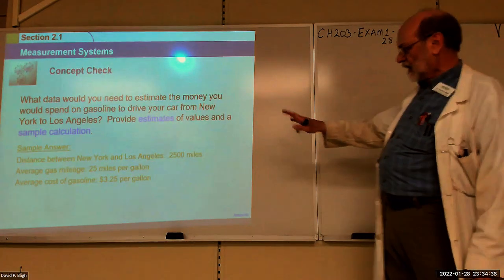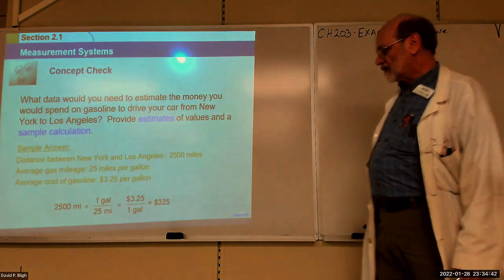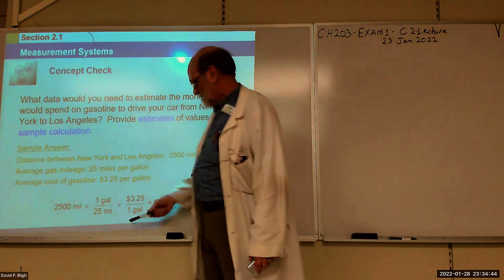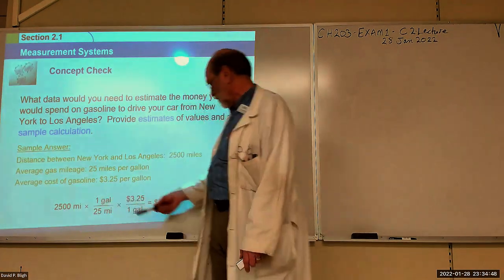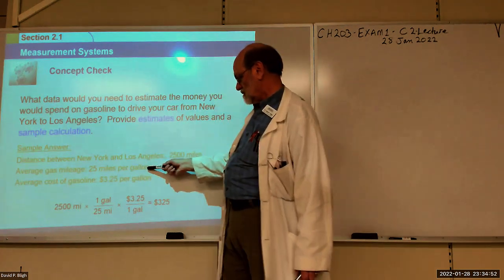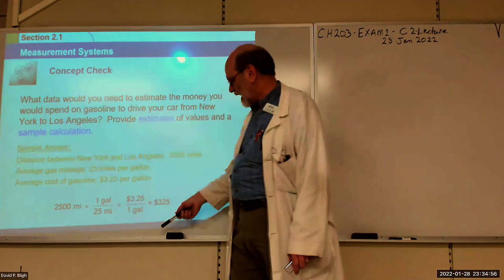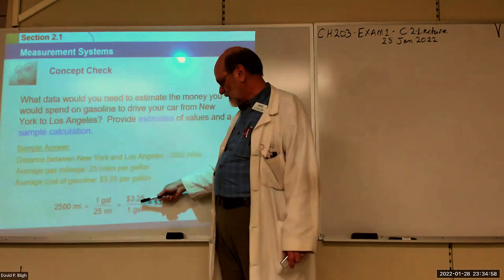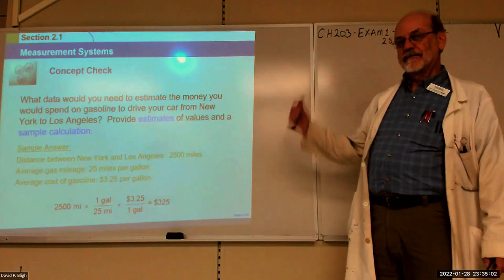But now, based on those values, we can convert miles to gallons, right? 1 gallon here per 25 miles. That leaves us with gallons, and then we cancel gallons with the price of gas, and that's how much money you need to get there.